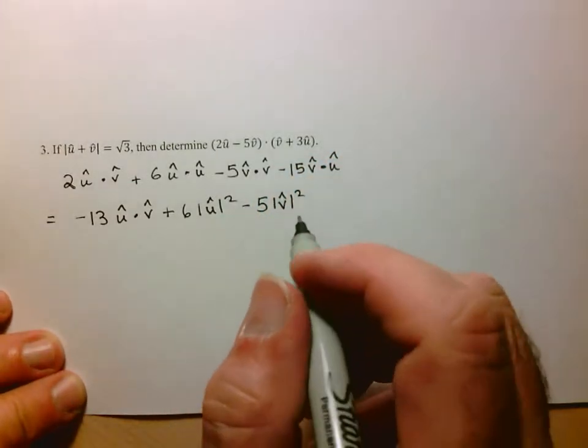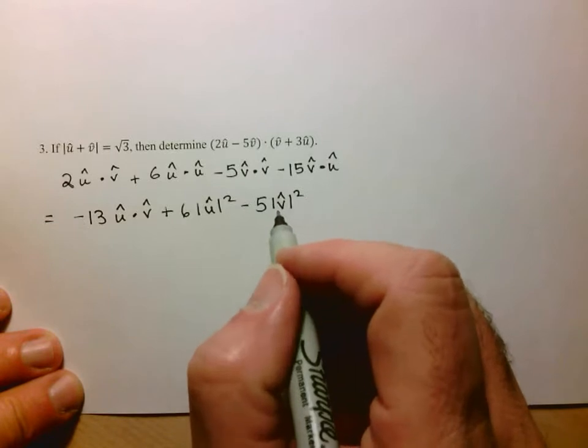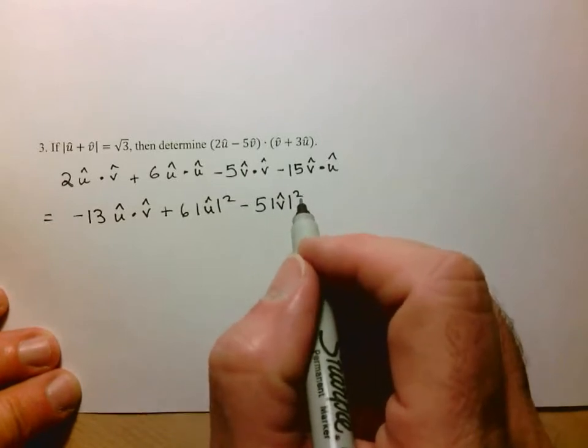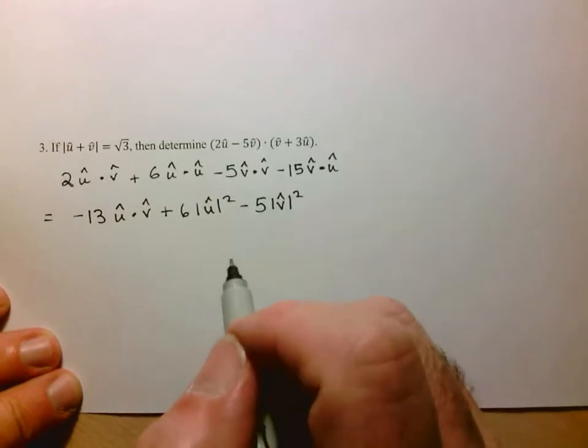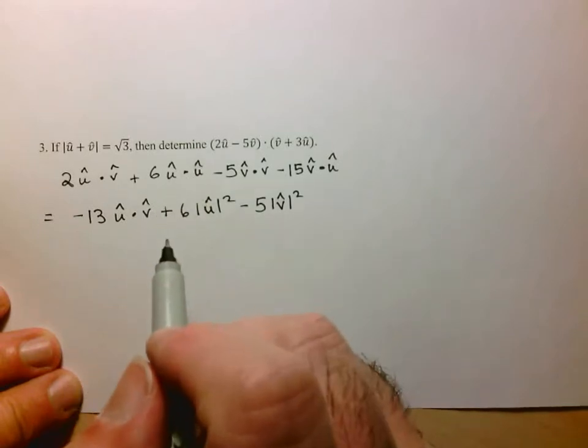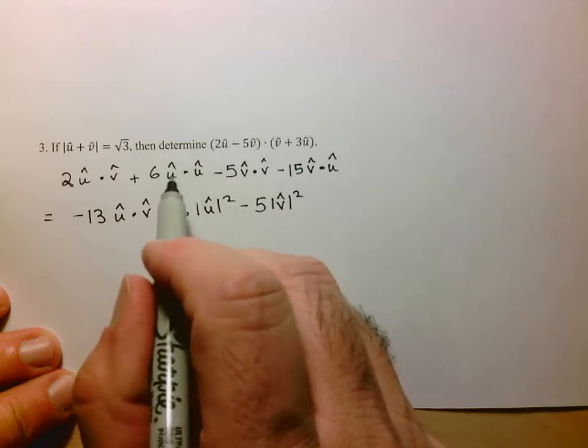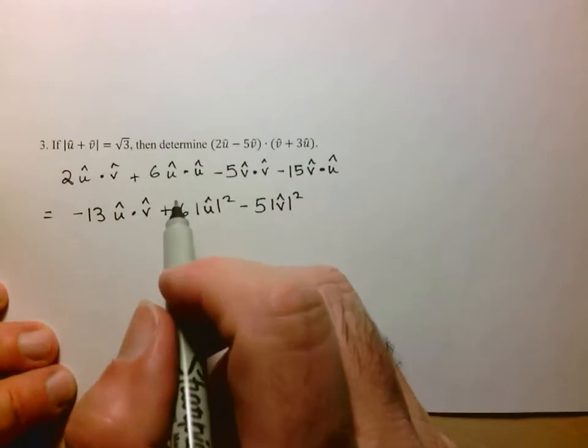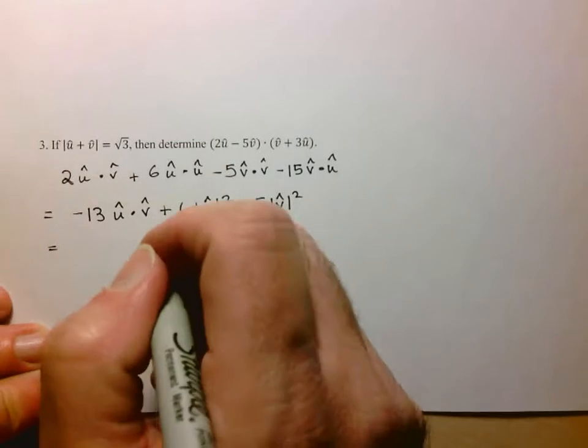Notice here how the magnitude is a number, so we can use exponential notation, but when we're doing a dot product we do not use exponential notation, so we don't write this as the vector u squared, so keep that in mind. Okay, so let's keep going here.